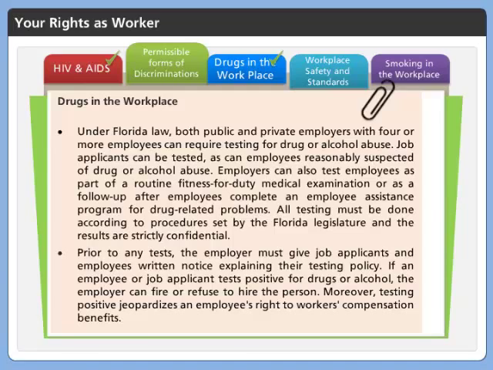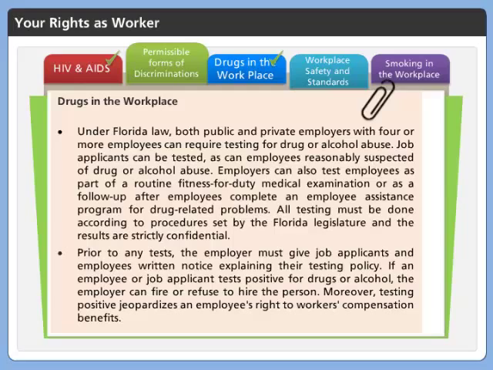Drugs in the workplace. Under Florida law, both public and private employers with 4 or more employees can require testing for drug or alcohol abuse. Job applicants can be tested, as can employees reasonably suspected of drug or alcohol abuse. Employers can also test employees as part of a routine fitness for duty medical examination or as a follow-up after employees complete an employee assistance program for drug-related problems. All testing must be done according to procedures set by the Florida legislature, and the results are strictly confidential.